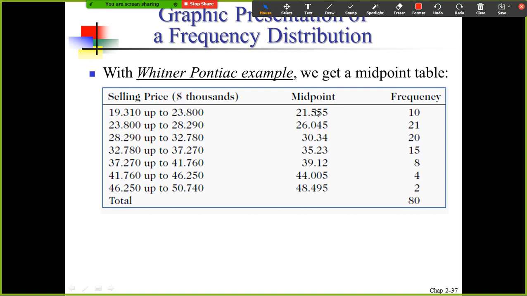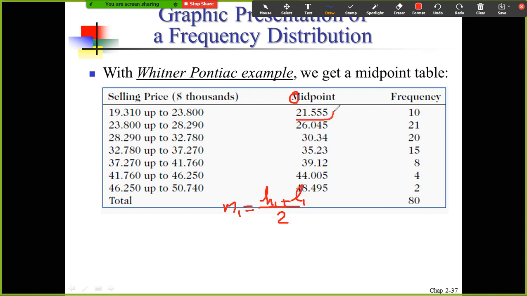Okay, how to find the midpoint? Maybe you still remember from the previous video. For the midpoint, maybe I put M, or you can put X, or you can put anything, but I just put M. M1, the midpoint of class 1, comes from H1 plus L1 divided by 2. That's why this is in thousands. Okay, in thousands.